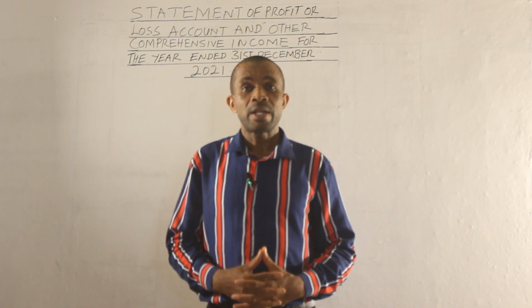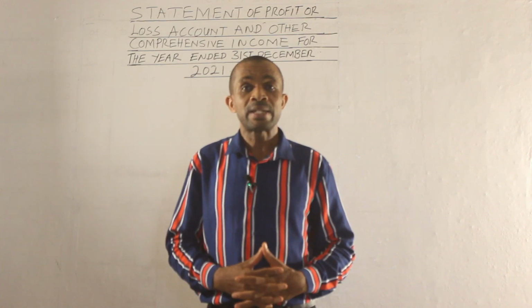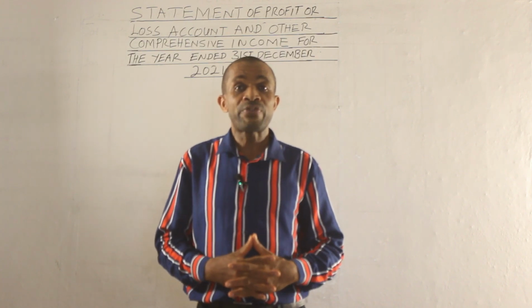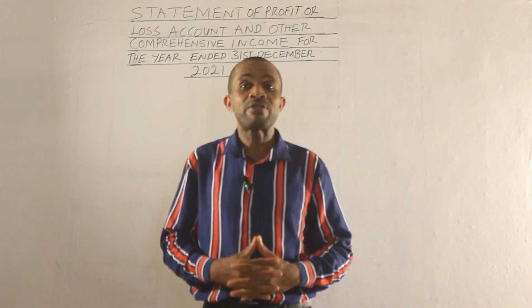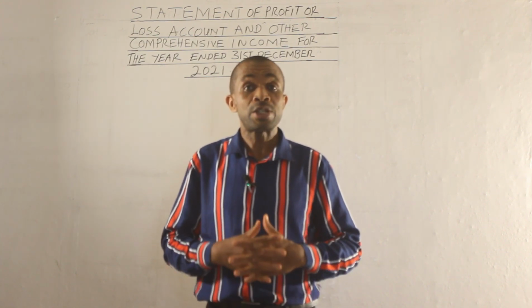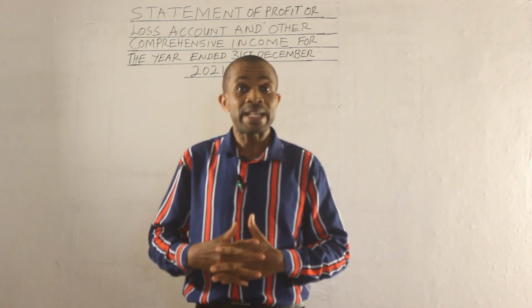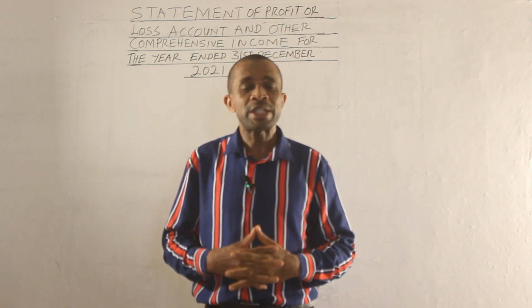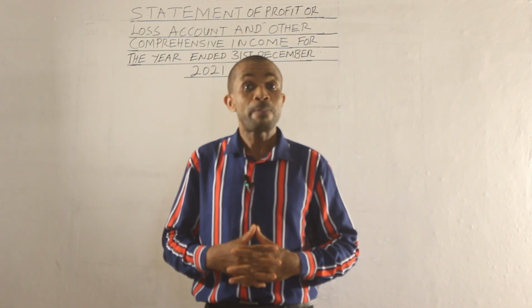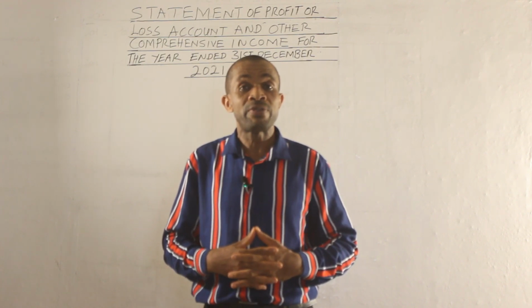For instance, if you purchase goods for $500,000 and sell it for $700,000, the difference between $700,000 and $500,000 is $200,000, and that is your gross profit. So simply put, we are going to look at the difference between sales and purchases. But the question is, what makes up the sales and what makes up the purchases? This is the first part of the statement of profit or loss account and other comprehensive income.